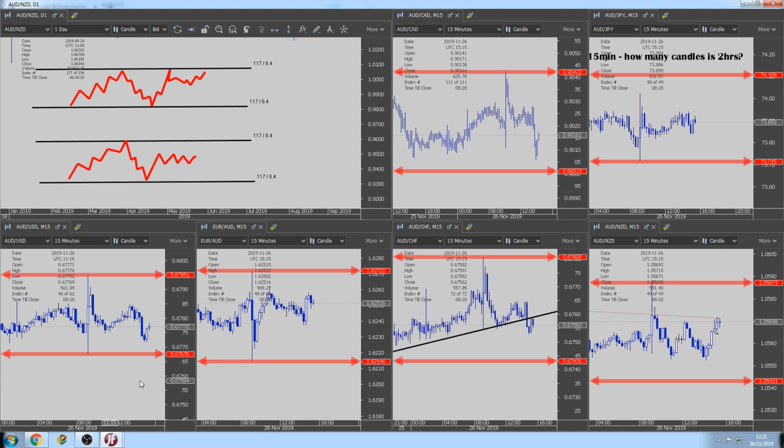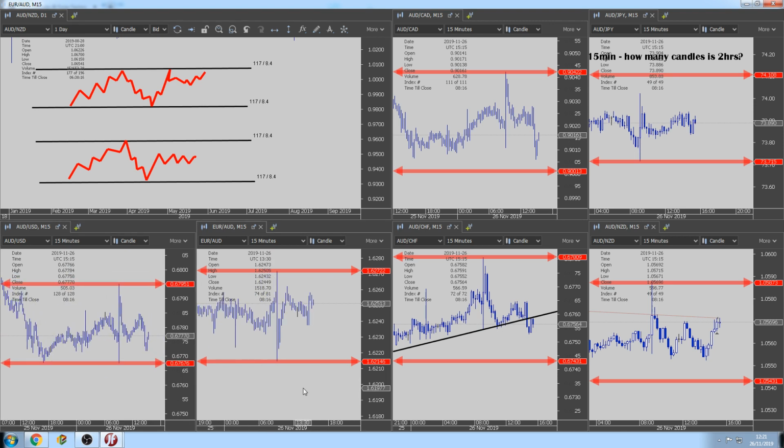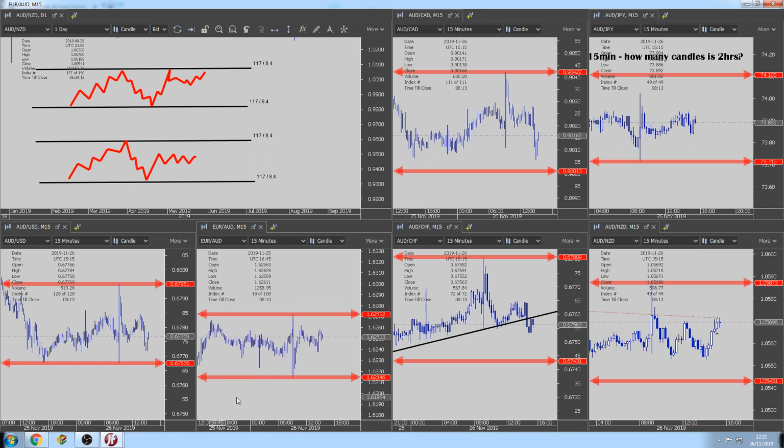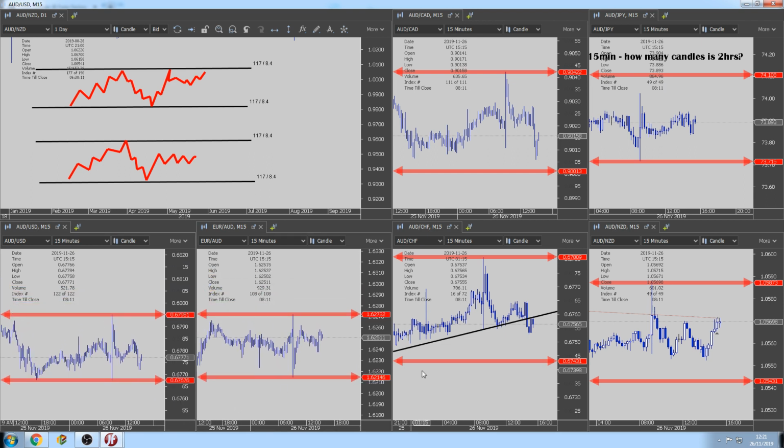Okay, so I'm going to compress the chart a little bit on all of them, so you can check, right? 1, 2.